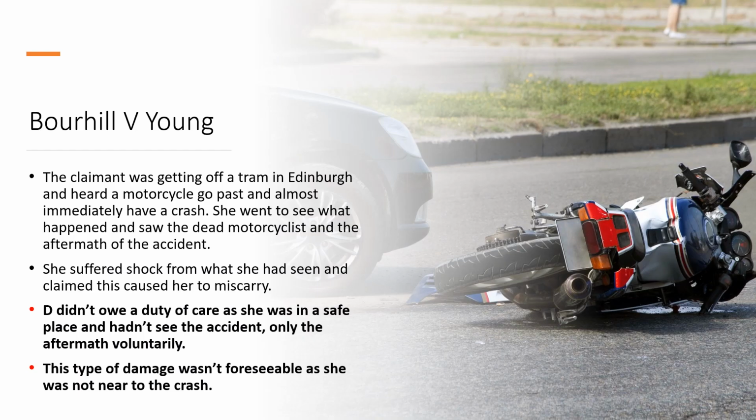So let's bring this to life with a bit of case law. We're going to look first of all at the case of Bourhill v Young. In this case, the claimant was getting off a tram in Edinburgh and heard a motorcycle go past and almost immediately have a crash. She then went to see what happened and saw the dead motorcyclist and the aftermath of the accident. She then suffered shock from what she'd seen and claimed this caused her to miscarry. Now the question here is, did the defendant owe a duty of care as she was in a safe place and hadn't seen the accident, only the aftermath, and even that was voluntary? She went around the corner to see it. The court held this type of damage wasn't foreseeable as she wasn't near the crash.